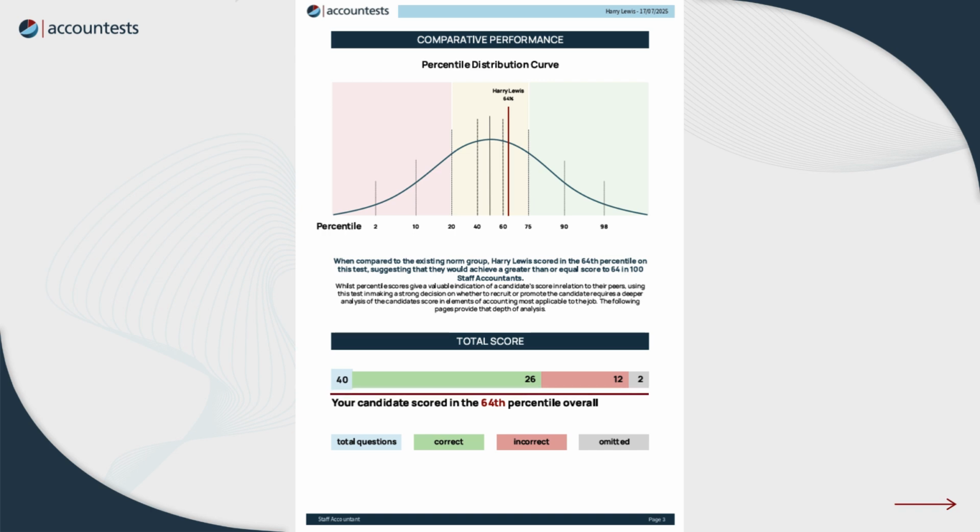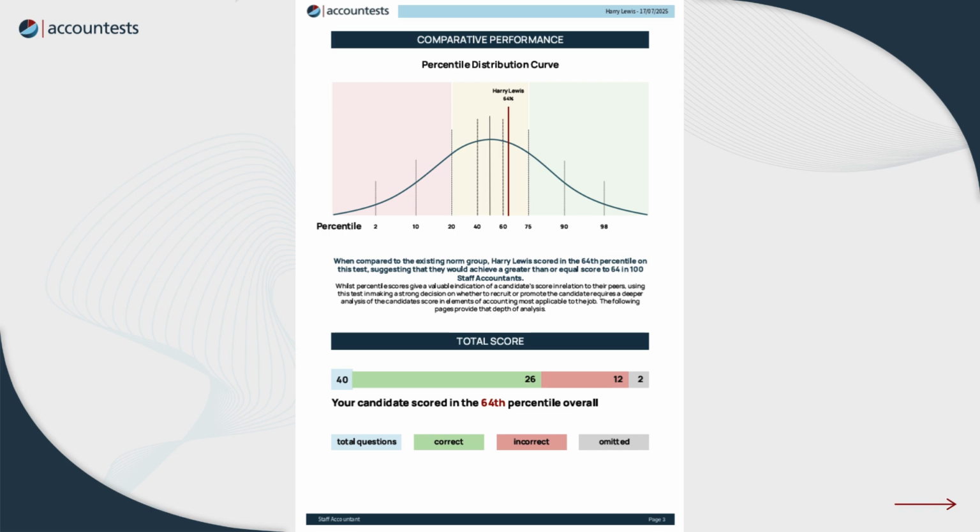At the bottom of the page are the raw scores. This is how the candidate did when answering the 40 questions in the test. The raw score is compared to the norm group raw scores, and that's how we came up with the percentiles for the bell curve. The test is generally quite hard, so the raw scores reflect that, which is why the percentile score is the most important one for comparing the candidate against their peers.